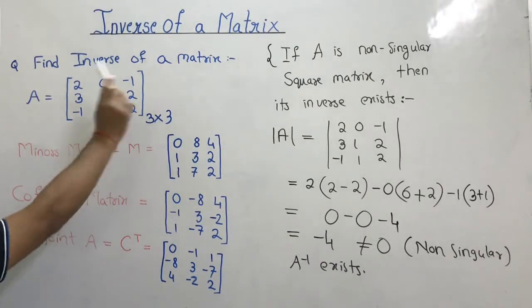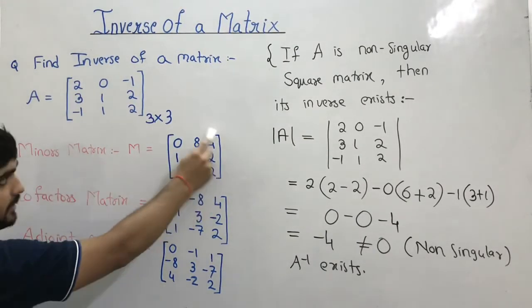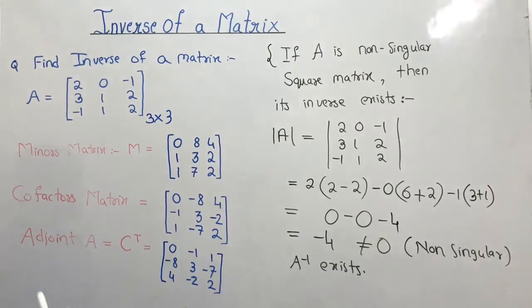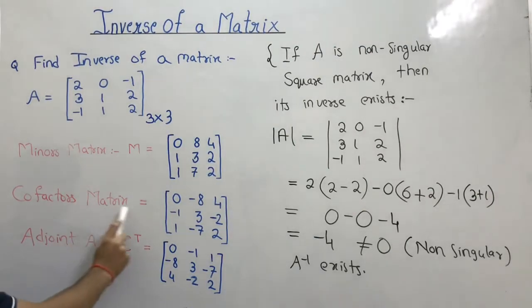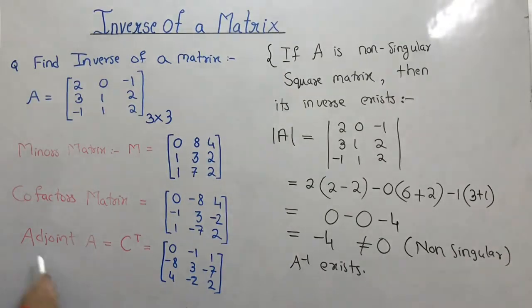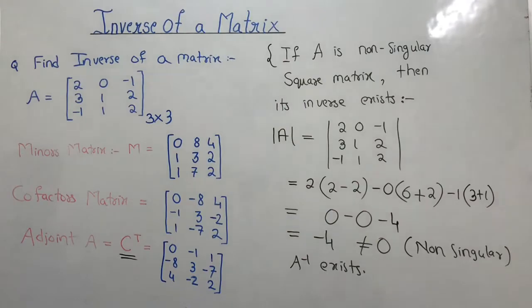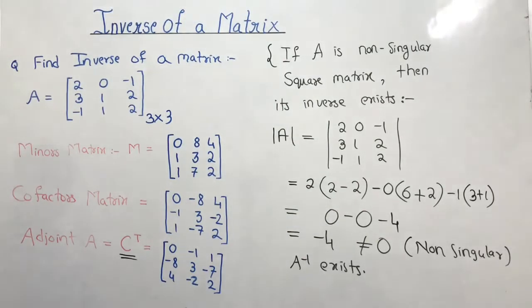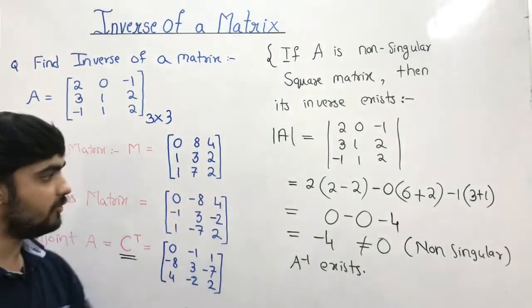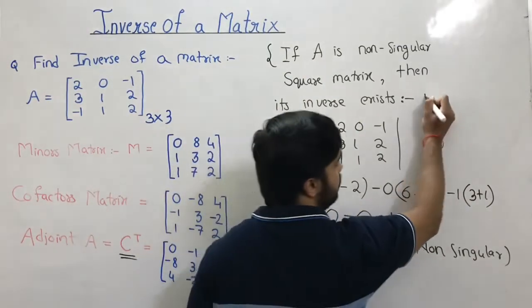So for matrix A, the minors of this matrix is this. After solving, you can refer to the previous video. Cofactor of this matrix, you can refer to the previous video. And adjoint of matrix is transpose of cofactors, which I have also explained in the previous video. Now you know that the value of mod of A is minus 4.